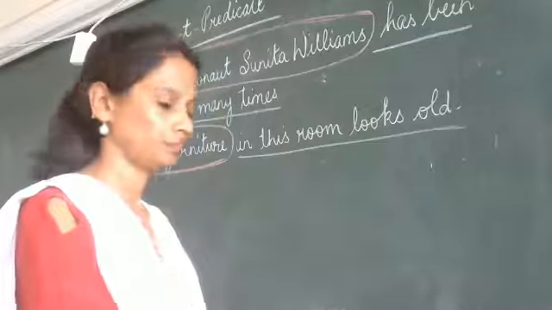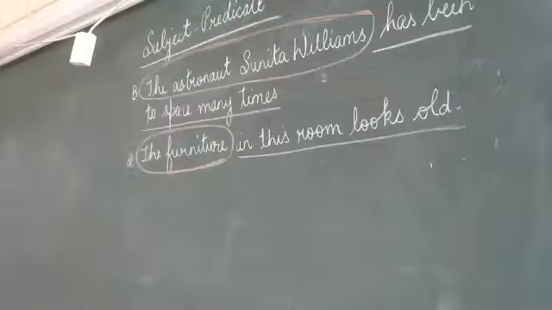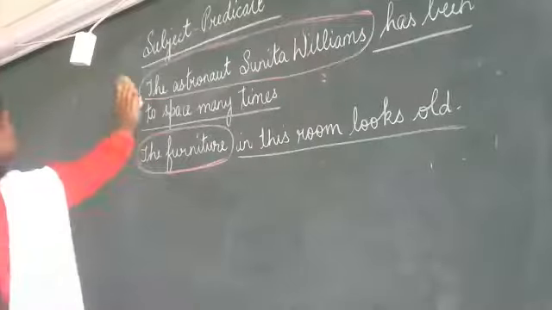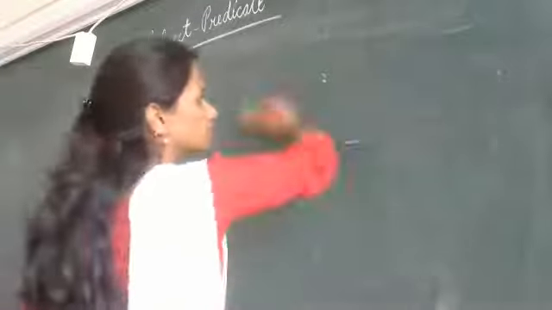Completed, children? Now, 4 and 5, mark it as HW. 4 and 5, write HW. Written HW? Yes. Shall we do the next one?